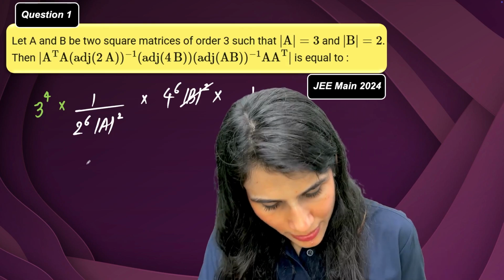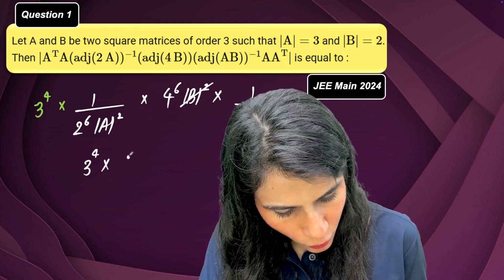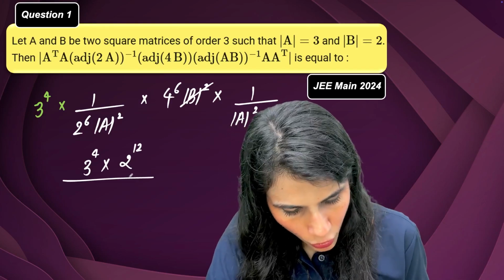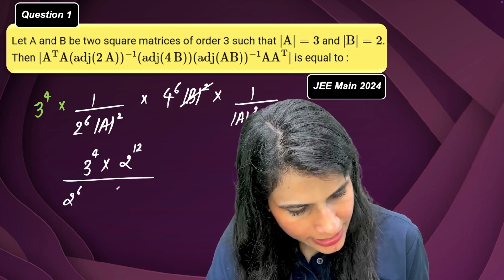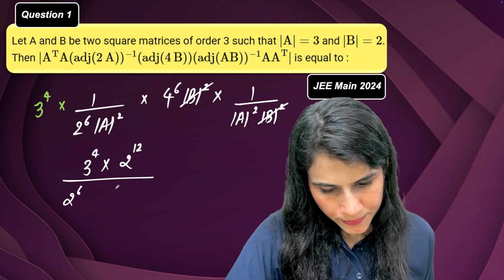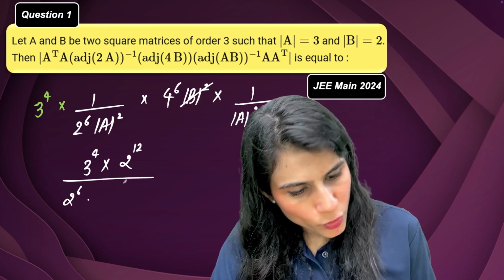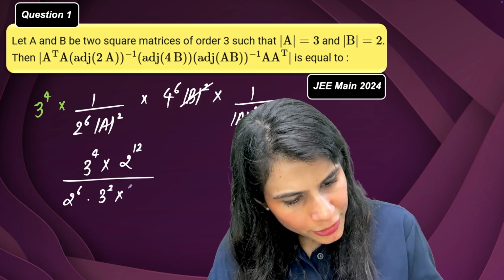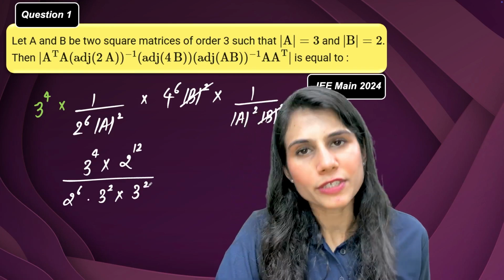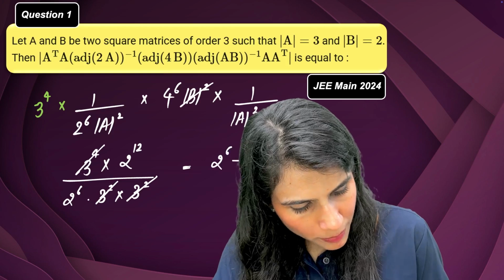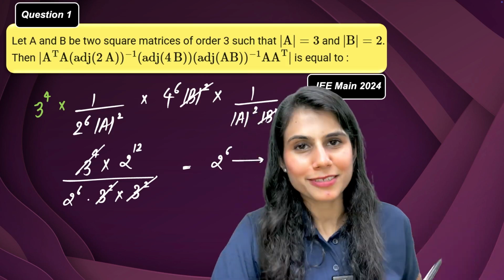What am I left with? I'm left with 3 to the power 4 into 4 to the power 6, which is 2 to the power 12. Alrighty, this is 2 to the power 6. Yes, here I have what? Determinant of A whole square, which is 3 square, and determinant of A whole square, which is again 3 square. So 3 to the power 4 gets cancelled out. You are left with 2 to the power 6, which is your final answer.